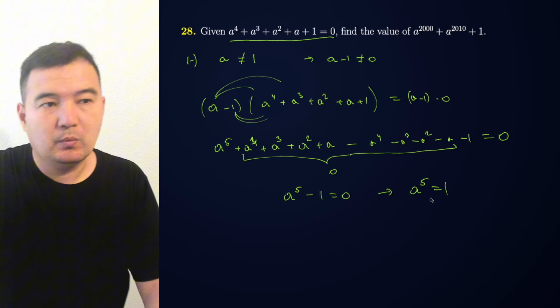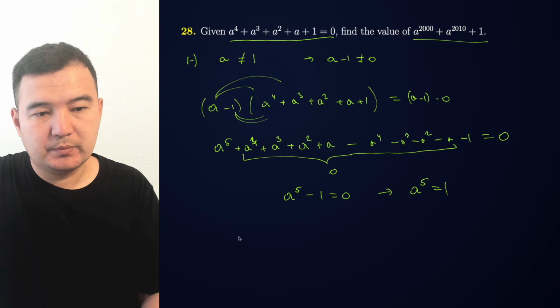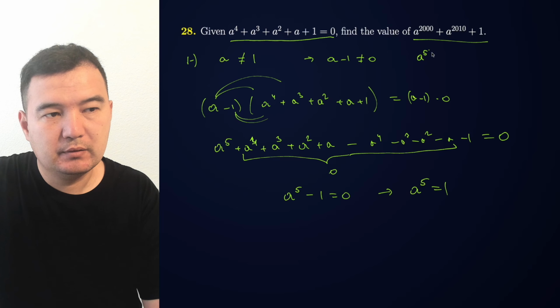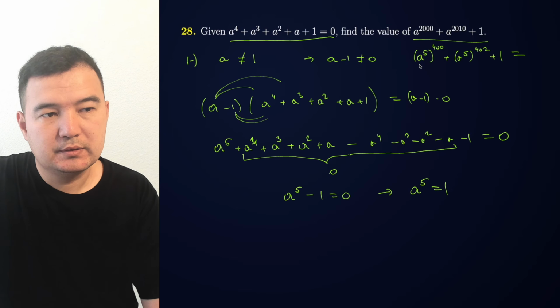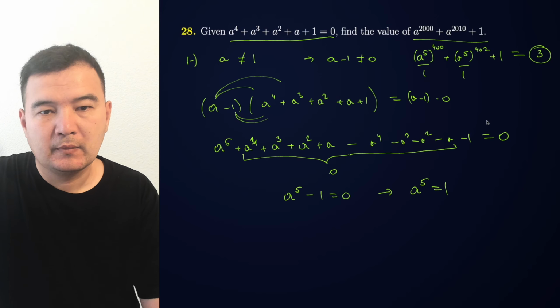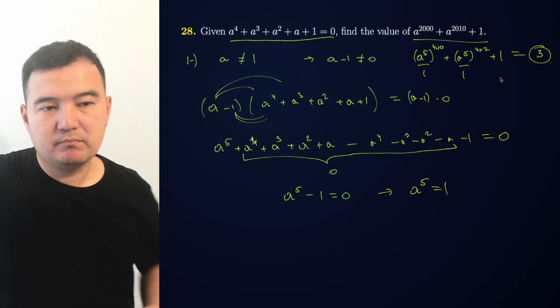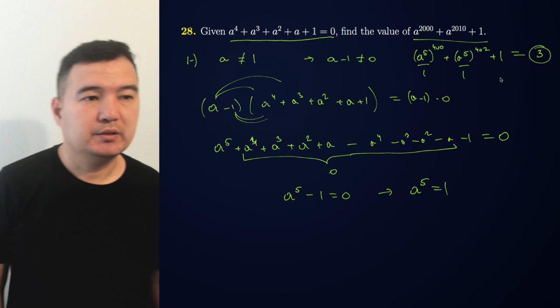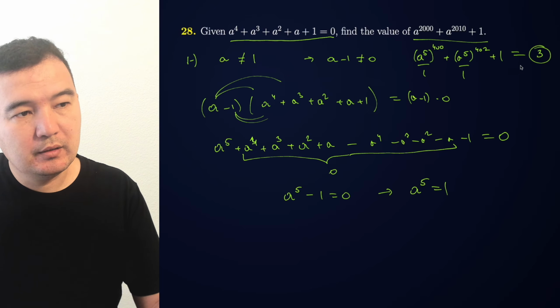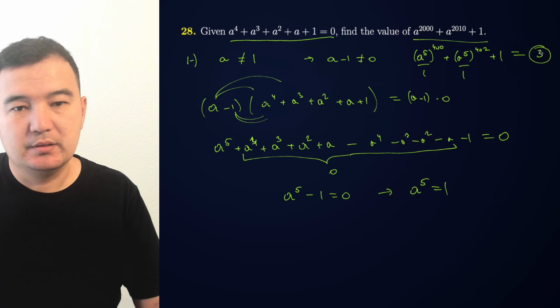So now you can rewrite this expression: a to the power 2000 is a^5 to the power 400, plus a^2010 is a^5 to the power 402, and plus 1. Since each of these powers of a^5 is 1, the final result is 3. So now comes the natural question: a is not equal to 1, so how come the result of this expression is equal to 3?